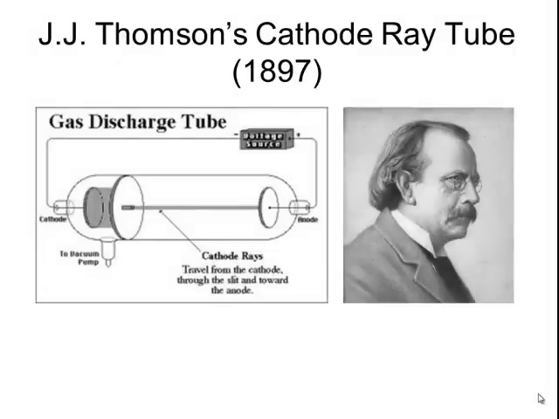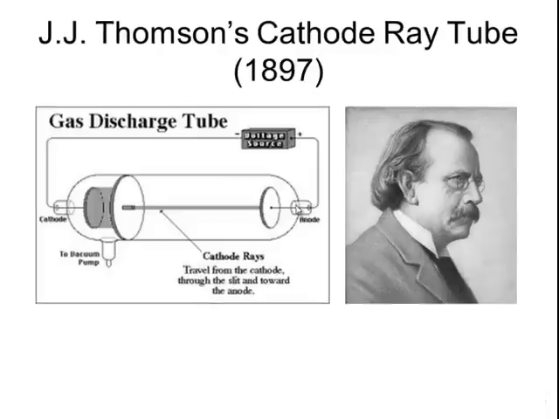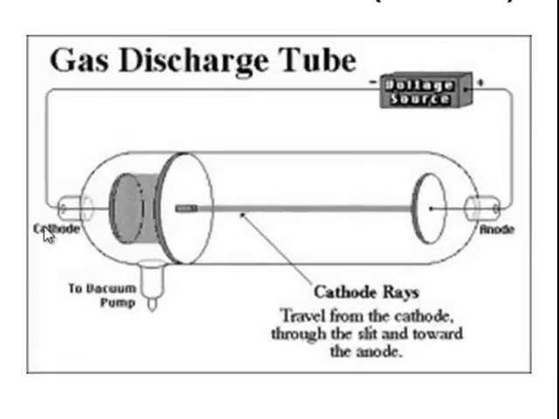So over on the right is a picture of J.J. Thomson, and over on the left is a picture of a gas discharge tube, which is also known as a cathode ray tube. In this cathode ray tube, you have a cathode over here on the left, and you have an anode over here on the right, and connected between those is a voltage source or a battery, and then there would be a wire connecting the cathode and the anode together.